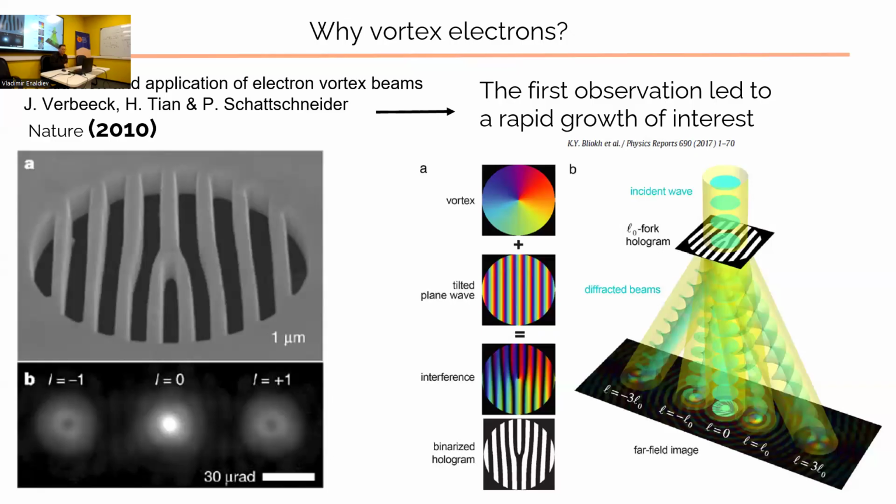So 15 years ago, vortex electrons were produced and observed for the first time, and since this observation, there has been a huge growth of interest in vortex electrons. Sorry? But what's the size scale? It's 1 micrometer, the characteristic size of the grating. Because that means that the wave vector and wavelength of electrons must be of the same order.